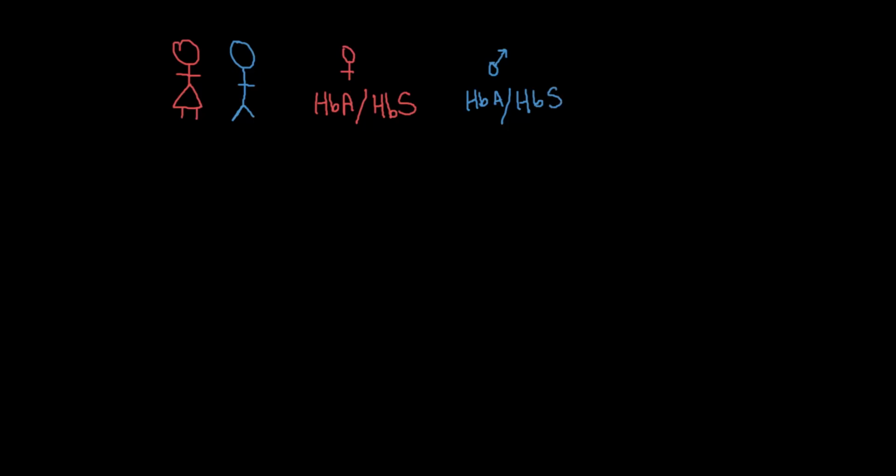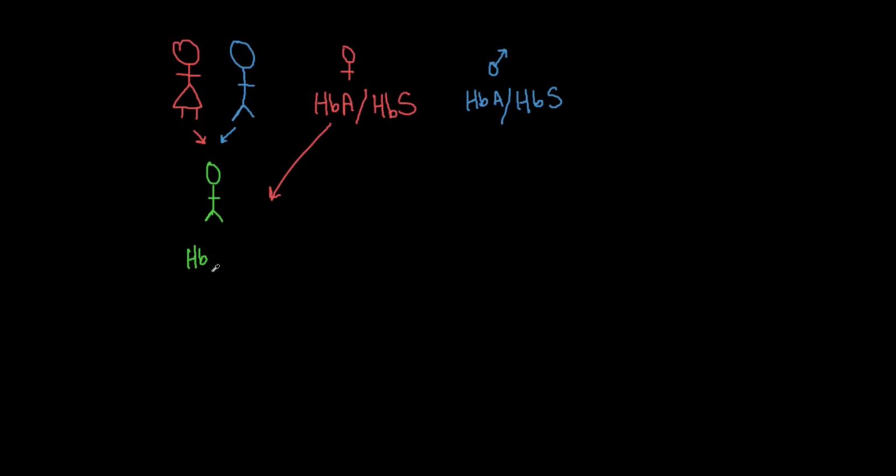And when they reproduce and create you, they are passing down one of their alleles to their offspring to make you. And which allele they pass down, either the HbA or the HbS, is completely random. It is a flip of a coin. So let's say this is heads and this is tails. And so we flip a coin and we see that the mother contributes the HbA allele to the offspring. So this baby has HbA from mom.